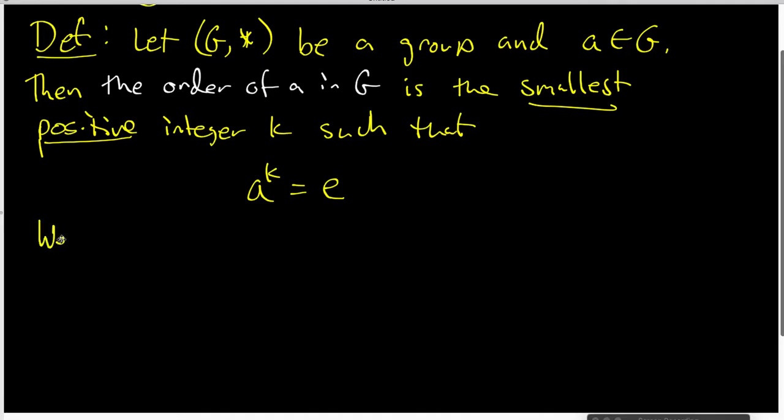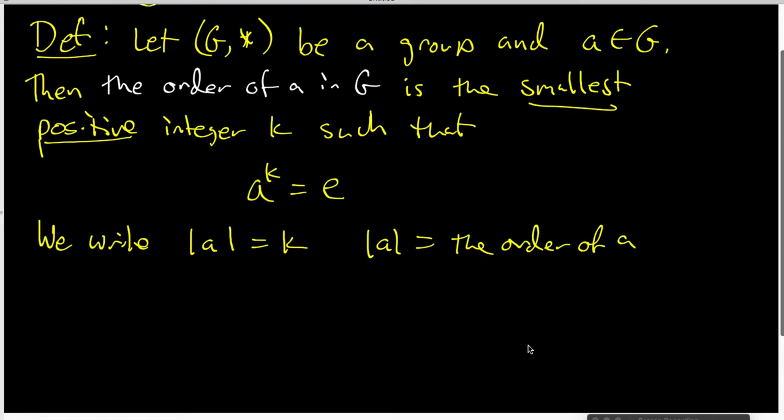First of all, we are going to write the order of a is equal to k. So this particular syntax is going to be the order of a. Yes, that is reusing absolute value syntax from lower level mathematics classes, but absolute value is not going to raise its head in abstract algebra. And so it's important to get to where you're reading this kind of a statement as the order of a is equal to k, not the absolute value of a.